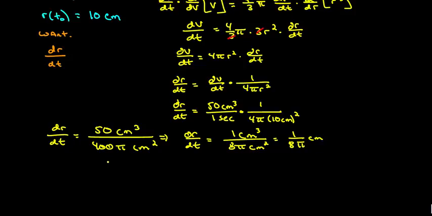centimeters per, I lost my second down here at the bottom, per second. The second right here should be down here as well. I'm not going to write it in there. So we end up with 1 over 8 pi centimeters per second, which if we go ahead and do that number out, that gives us approximately 0.04 centimeters per 1 second.